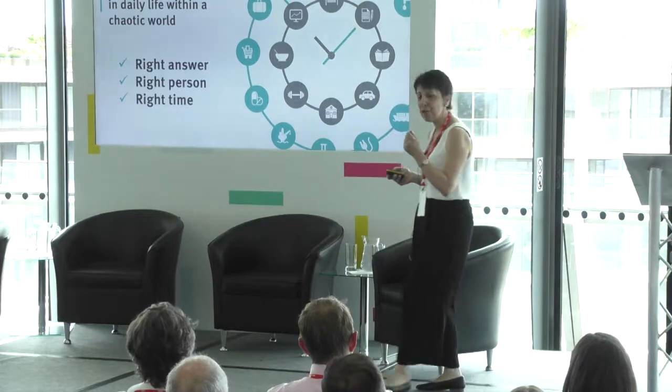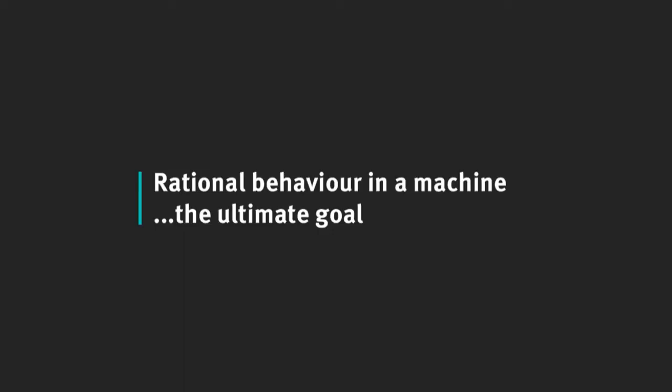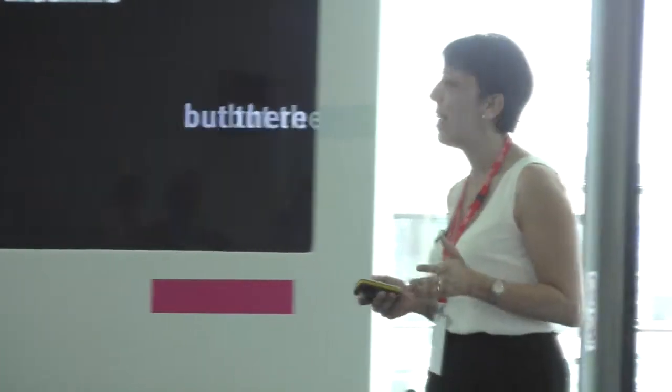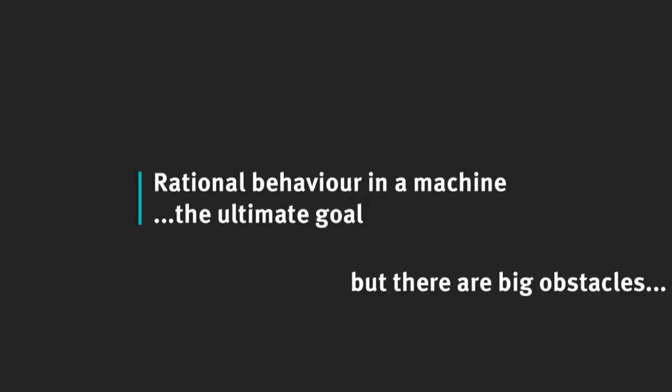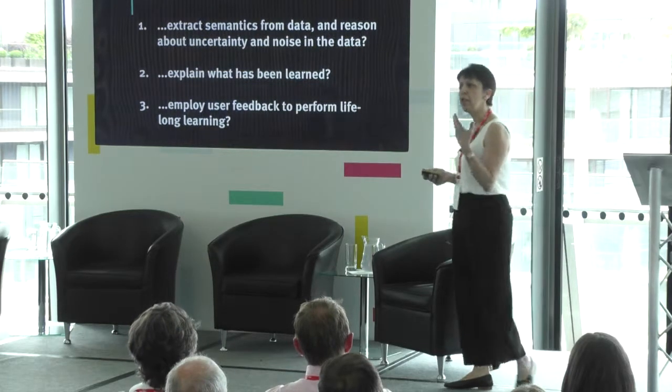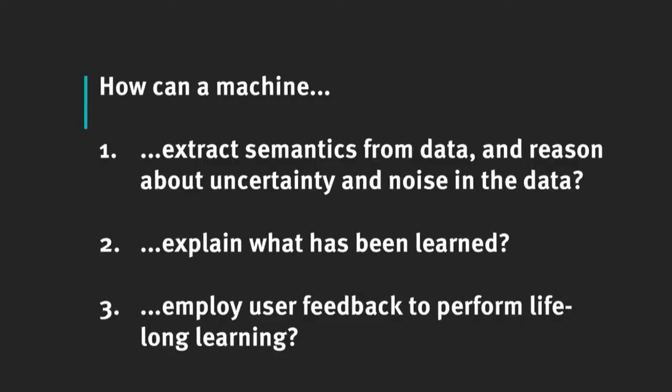And really my vision ahead is that rational behavior in a machine must be our ultimate goal. But of course, to achieve this great vision, there are still many obstacles that we need to overcome from a technological point of view. There are many technological challenges that we need to resolve in order to bridge the gap between the way machine learning is actually used today and this vision of a rational machine.